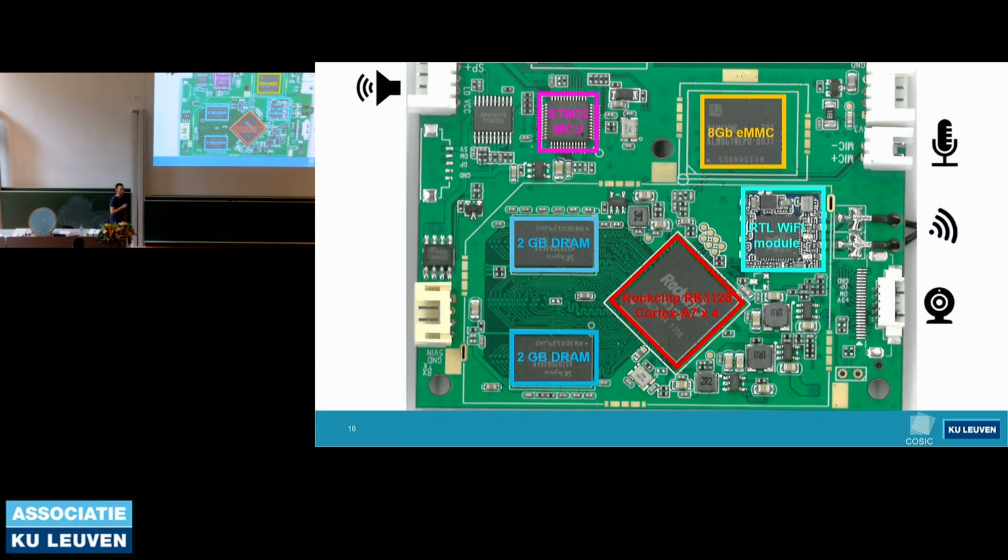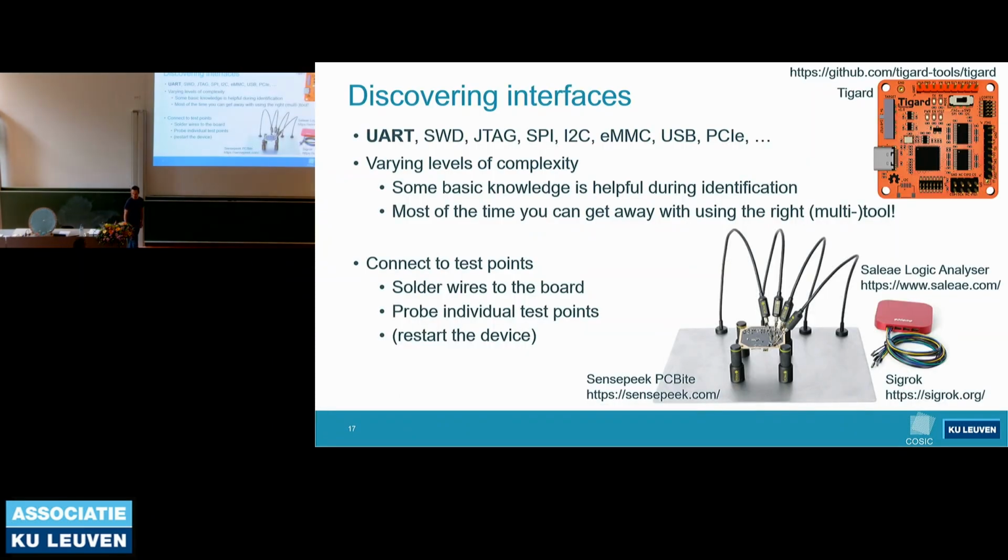This is what a modern vacuum cleaner looks like on the inside. Because of course it needs a webcam, a microphone, and a speaker. Now the first thing we'll try and do is find some exposed interfaces to maybe get an easy way into the device. One of the most common ones is UART, so that's the one I'll focus on, but there's many more. Most of the time it helps if you understand what these interfaces do, but there's also a lot of tools out there that you can just use to interface with these interfaces.